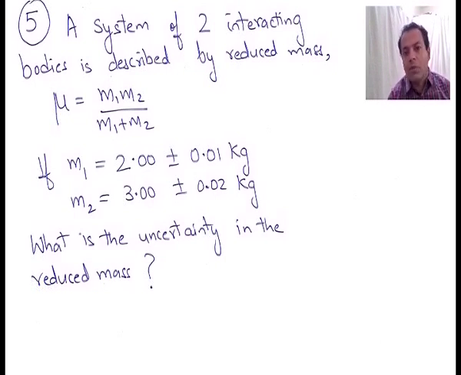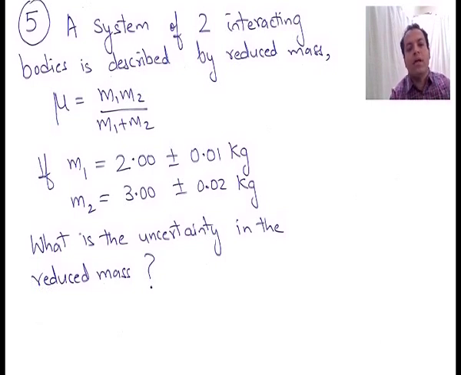A system of two interacting bodies in free space is described by a reduced mass. I'm not sure if you have learnt about reduced mass, but even if you have not learnt about it, you can take this expression. There is a quantity called reduced mass mu, which is given by m1 into m2 upon m1 plus m2.